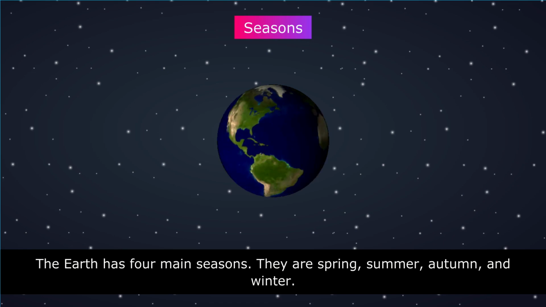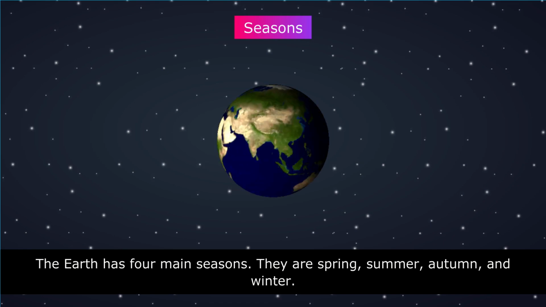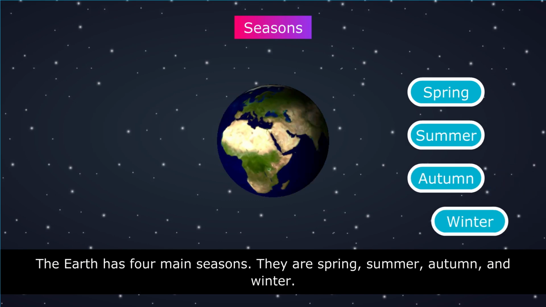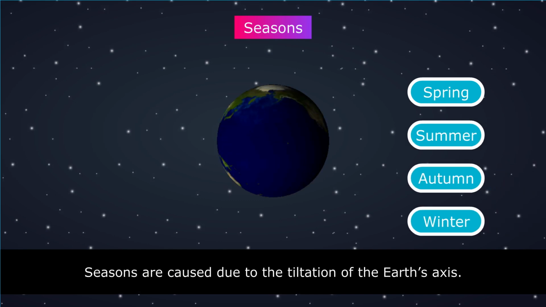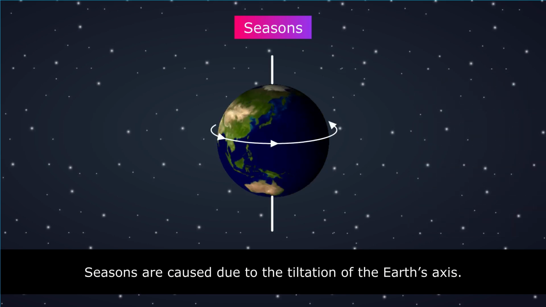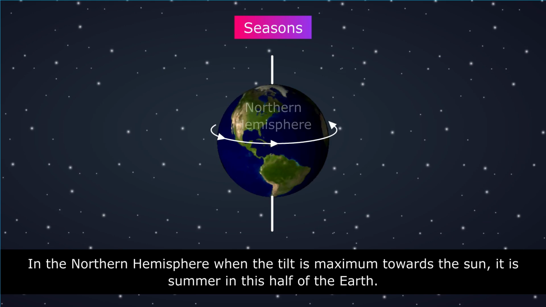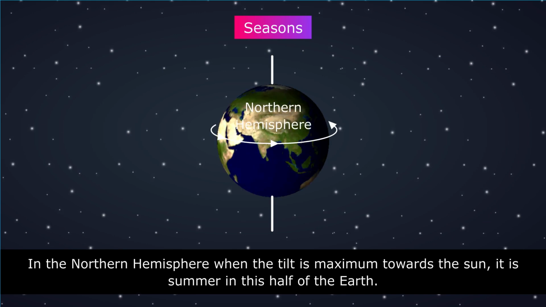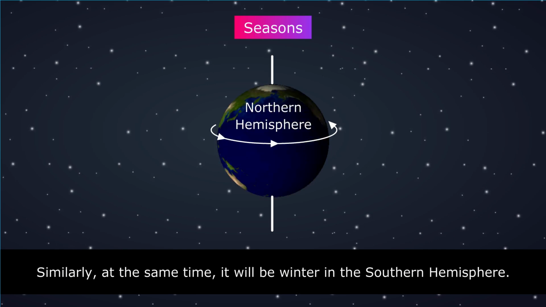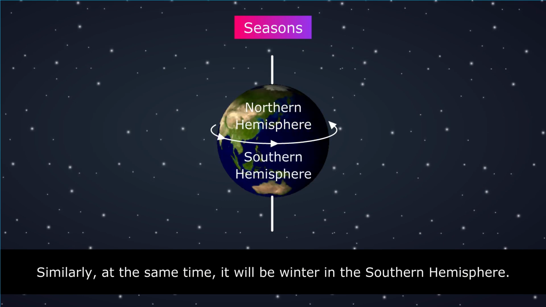Seasons. The Earth has 4 main seasons. They are spring, summer, autumn, and winter. Seasons are caused due to the tilt of the Earth's axis. In the northern hemisphere, when the tilt is maximum towards the sun, it is summer in this half of the Earth. Similarly, at the same time, it will be winter in the southern hemisphere.